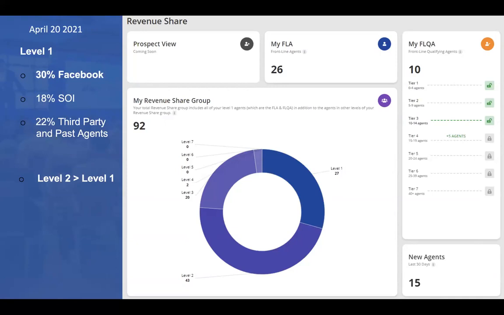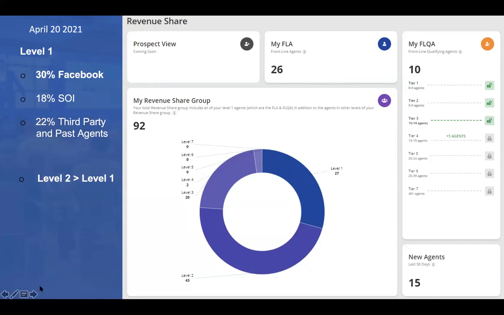I actually stayed up late last night and took the percentages in the group, to see where all the amazing agents in my group are coming from. I took into account 92 people, and you're going to see that 30%, the majority of it, is coming from Facebook. So they're actually reaching out to me, my sphere of influence. And 22% is from third party and past agents. So let's focus a little bit on Facebook.